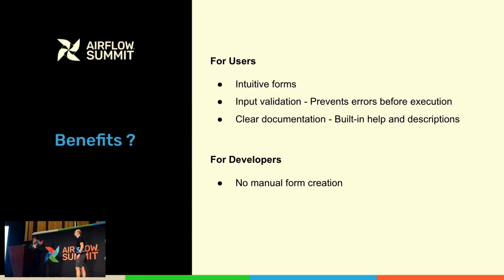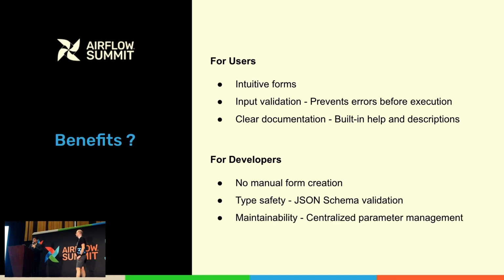And for the developers, it's no manual form creation. You do not need to take care of the manual form creation for the users who are going to run. The type safety, JSON schema validation is still there, and it will validate it. And it's a centralized parameter management. You need to just give it at one place. And of course, you have to worry less about the edge cases.